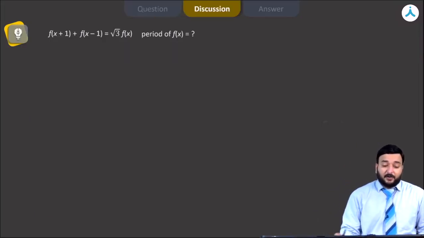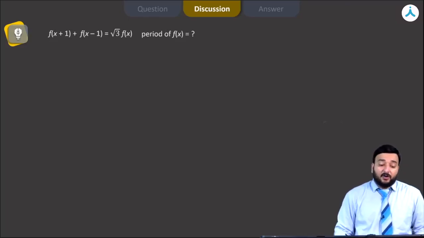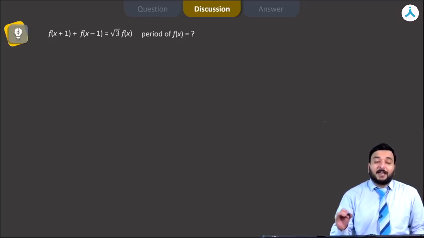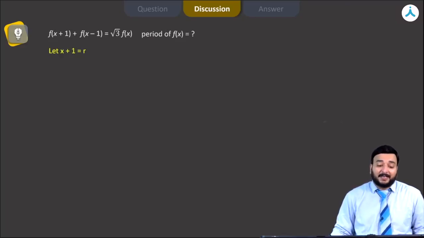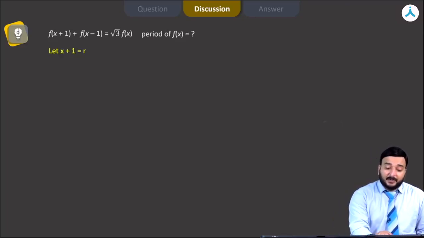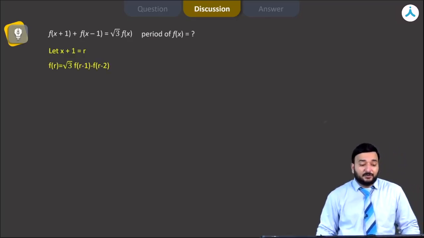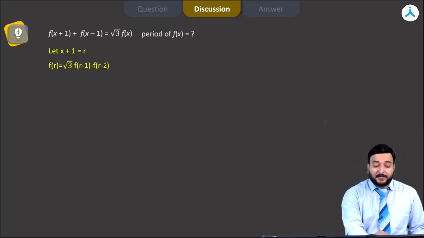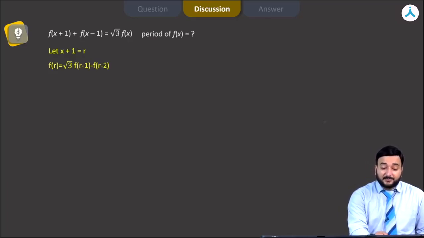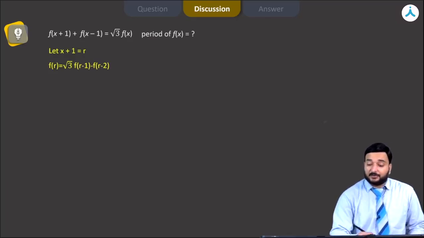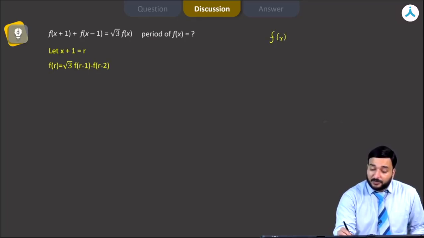So first of all, the given condition we have, and now the first thing I am going to do is assume this x+1 as another quantity r. So if we assume x+1 = r, then the given equation will be reduced to f(r) = √3 f(r-1) - f(r-2). Now this equation I am writing over here because I am going to use it many times. So this is f(r) = √3 f(r-1) - f(r-2).